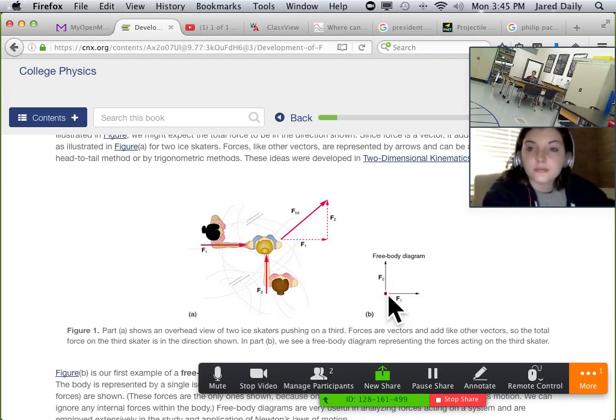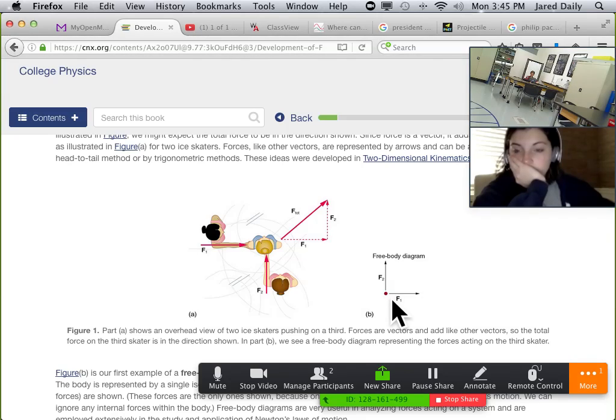Then we represent the two forces going away from that point. Sometimes people draw free body diagrams with forces pointing at that point, but most of the time we like them to point away from the point. That is the point of interest. So the point represents the mass of interest that is having the force applied to it, and then you have these arrows representing the forces being applied to it. And this is a free body diagram.